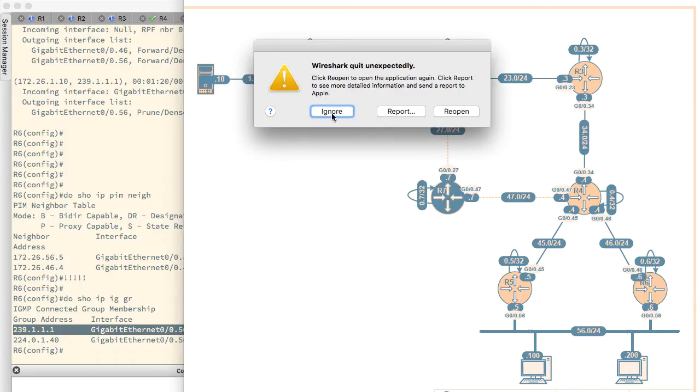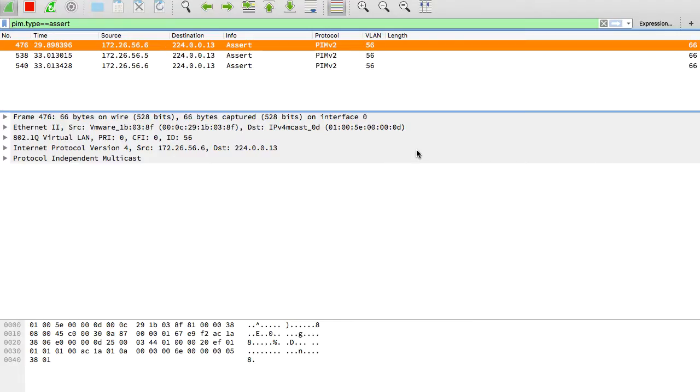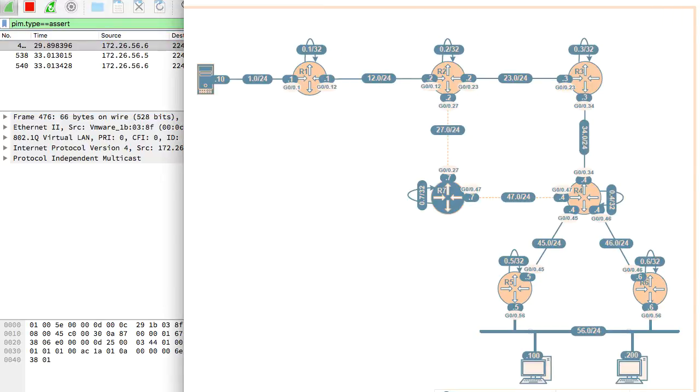And I've lost the packet capture, so give me 1 second here while I pause the video. So I wasn't able to catch the initial asserts, but remember that flooding and pruning process took place again, so we had another assert. We had the same situation arise again. So if I look at it here, R5 was in pruned state.